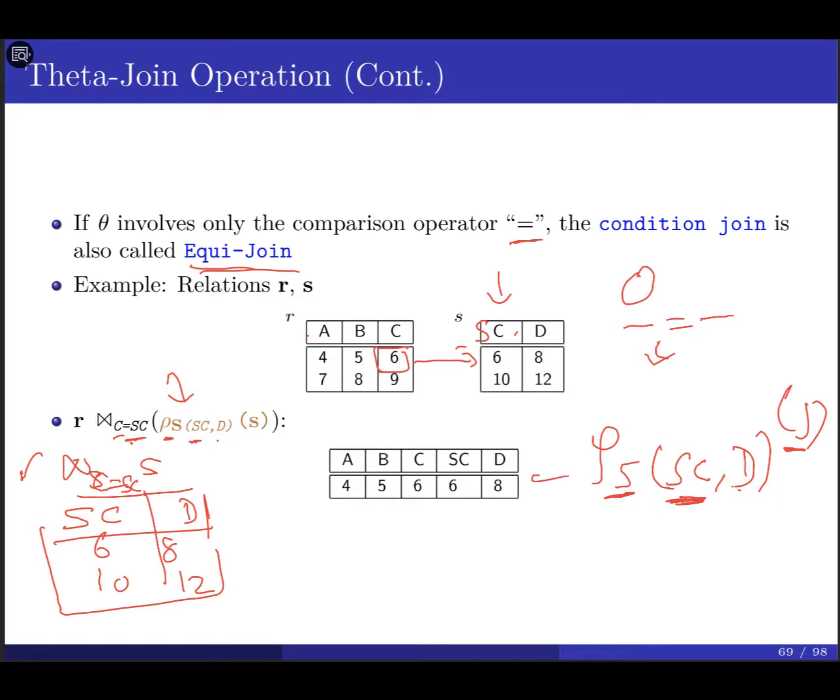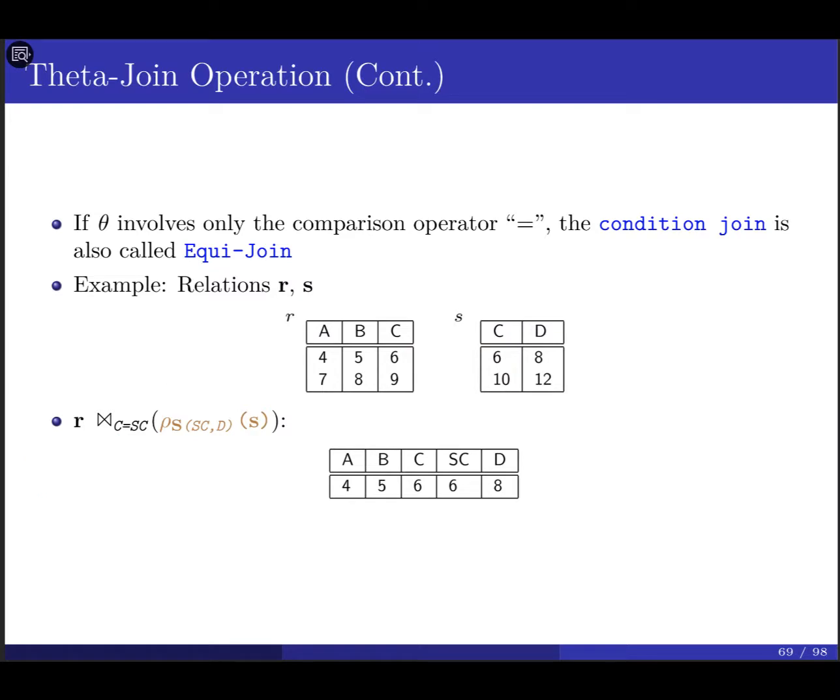There's another way to write this one without doing the renaming, because you have a common attribute. I can say R theta join, with R.C equal to S.C of the relation S, which is going to produce the same result. The only difference is that we need to add R.C here and S.C here, just to distinguish that we have two columns with the same name, but one belongs to relation R and the other belongs to relation S.